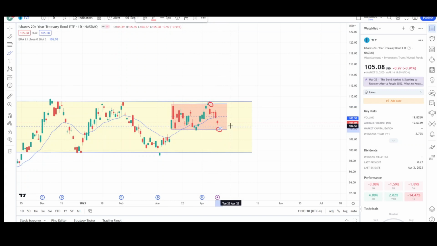So let's see if that will act as support. If it does, we are still in for another impulse higher. So this could be the first leg higher, and this could be the second leg right here. So that's if we get a nice reaction off the lows of this range back above the EMA. There could be a long setup right here.